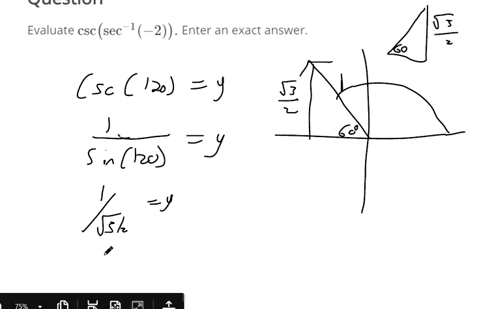So it just means we need the reciprocal, so 2 over square root of 3, or in other words, y equals 2 square roots of 3 over 3, because you can rationalize the denominator, multiplying the top and the bottom by square root of 3.